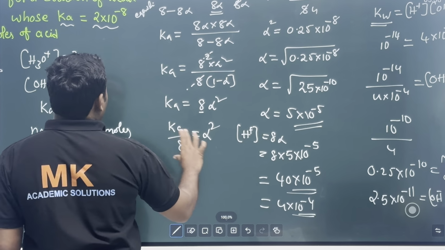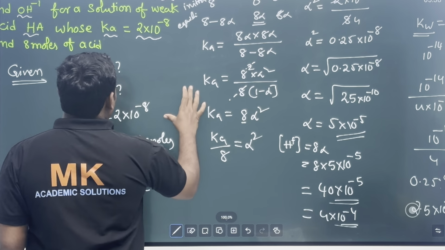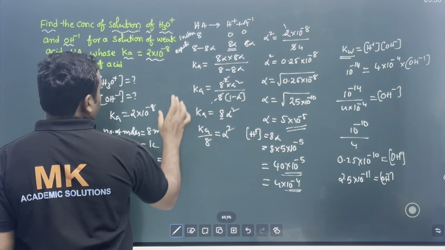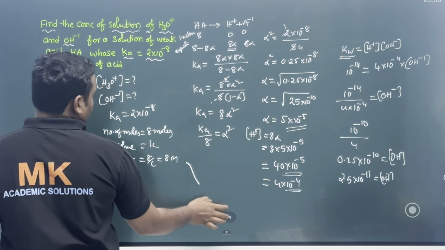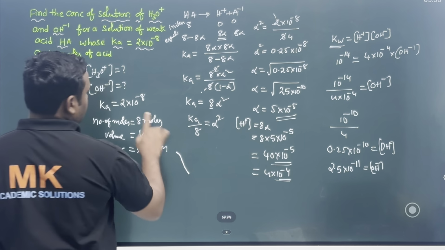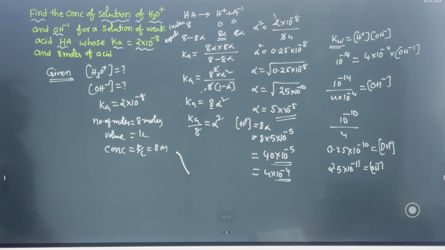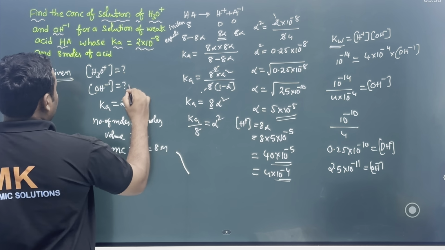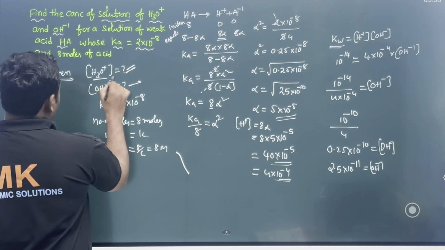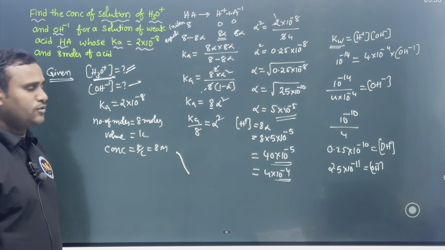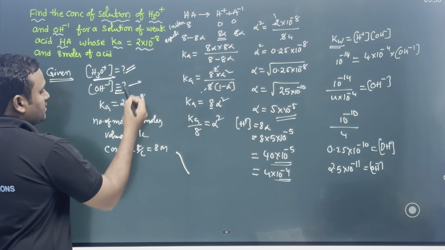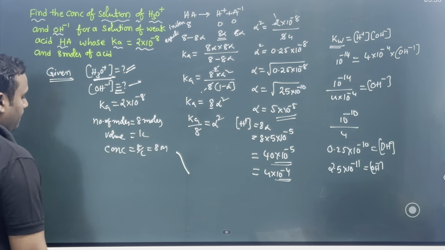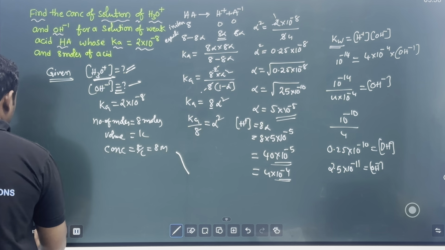So this is the question and answer. H plus ion concentration we got. H plus means H3O plus, directly H plus or H3O plus, both are the same, and OH minus ion concentration, both we got.